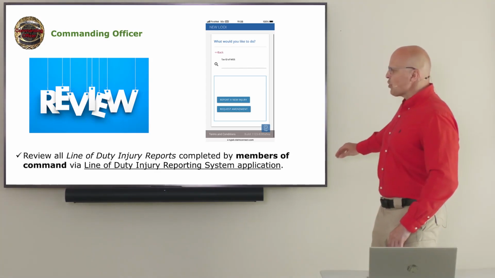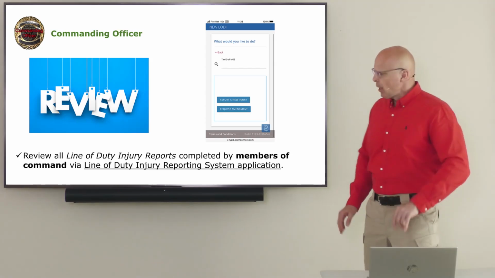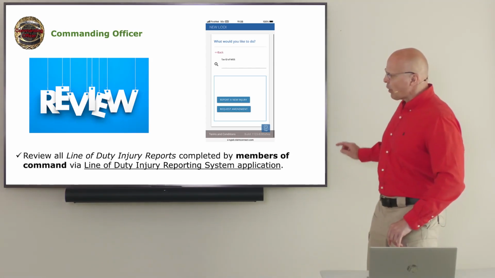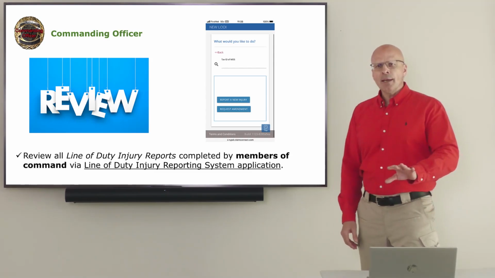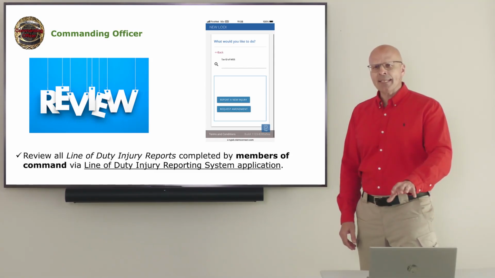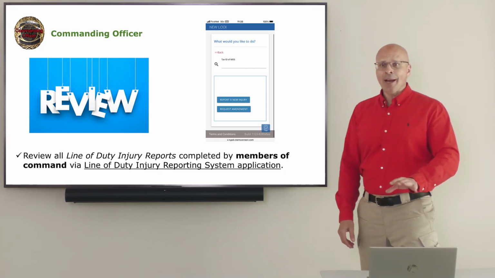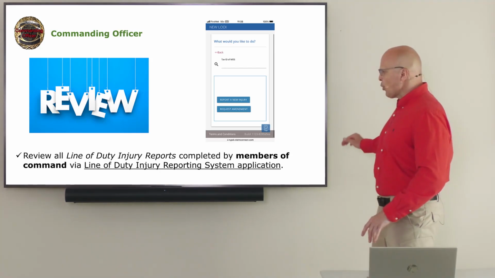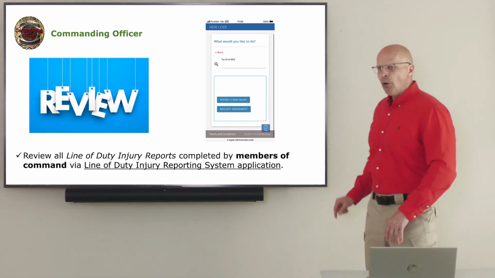The commanding officer reviews all line of duty injury reports, please note here, completed by members of the command via the line of duty injury reporting system application. If a supervisor from your command prepares it, you're required to review it. It doesn't matter where the officer is assigned, it matters who prepared it. And if one of your officers prepared it, you will review it.